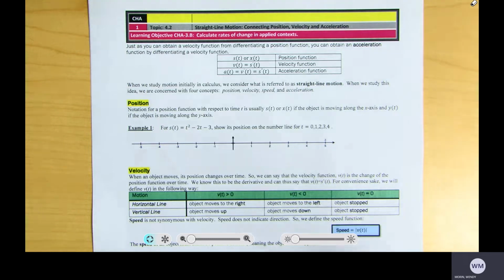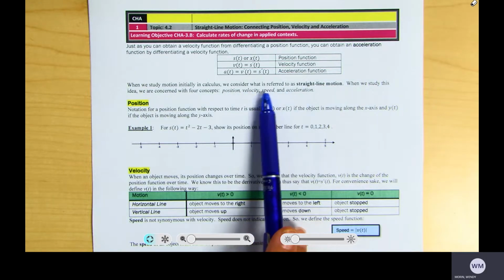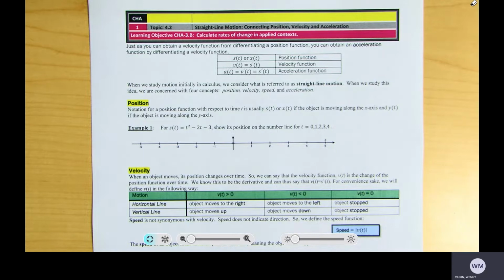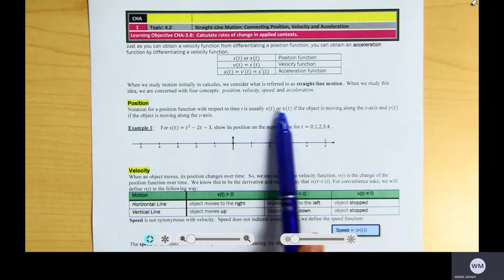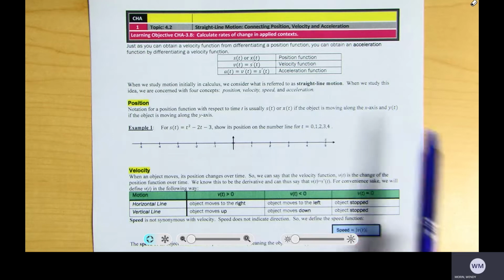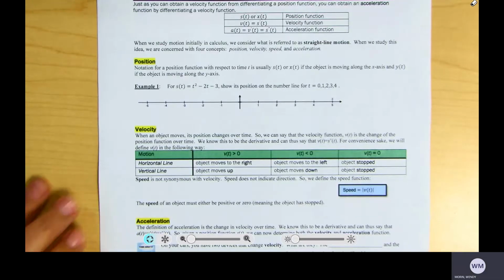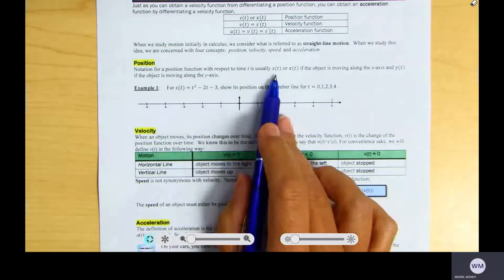Now, when we study motion initially in calculus, we will consider straight line motion. We're concerned with four things: the position, the velocity, the speed, which is different than velocity, and acceleration, which is different than speed and velocity, which some people realize. So we've already talked about the notation. That is when an object is moving along the x-axis. There are times when it moves along the y-axis. The notation will be y of t. Let's just talk about position. The notation for position, again, we've already said is S of t.